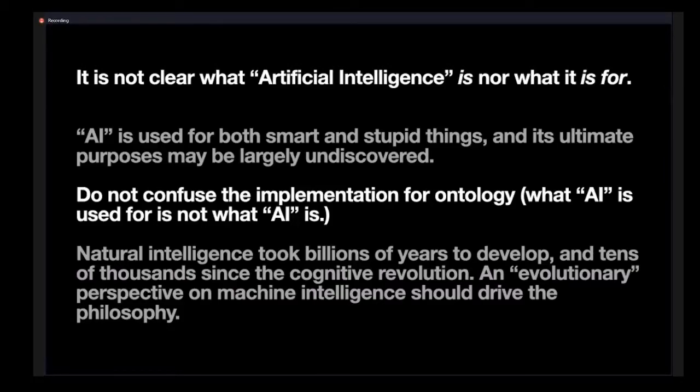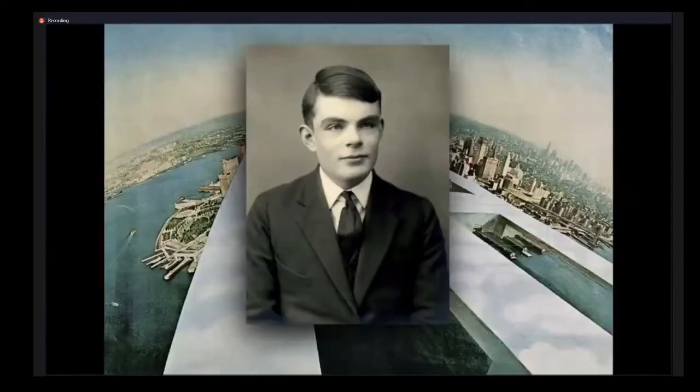Natural intelligence, or let's say biological intelligence in the form of primates, took billions of years to develop, and tens of thousands of years since the cognitive revolution for Homo sapiens. So an evolutionary perspective on machine intelligence should take a similar kind of long-term view. A few things then to table in our discussion around these models of AI that we should be considering. And I mean this in a plurality of models of AI, to try to get a sense of not only what it is.